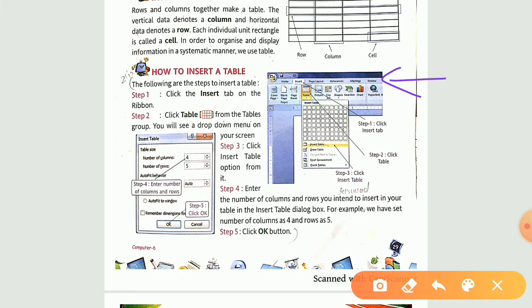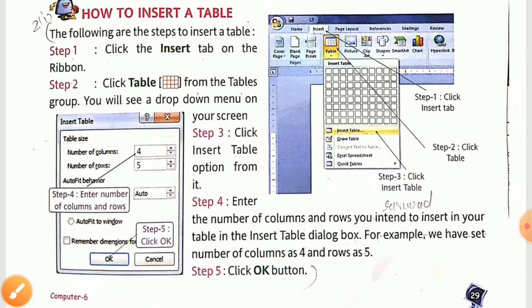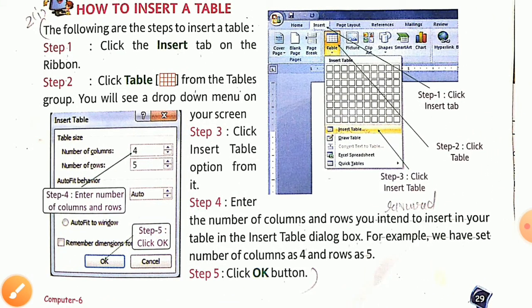Step number 2: click Table from the Tables group. You will see a drop down menu on your screen. When you click on this Insert button, you would be able to see some table option over there, and when you click on the table, a certain drop down will occur, like this one. Let me zoom it out. You can see it clearly in your book.